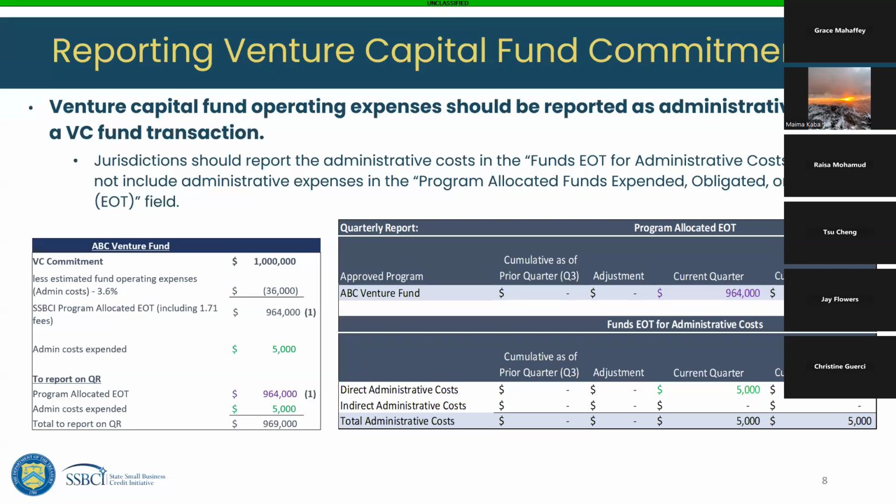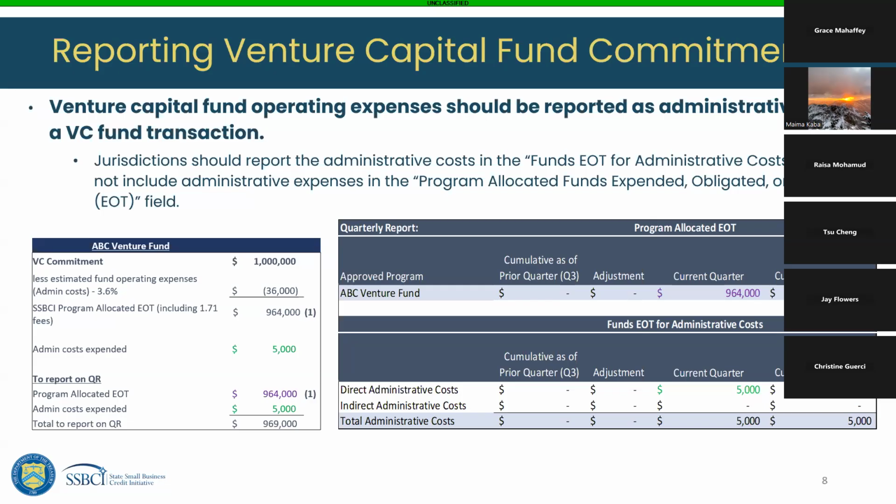On this slide, we have an example for reporting SSBCI commitment for a VC fund, which I'm going to quickly go over. This particular fund, the ABC Venture Fund, has a total commitment of $1 million. The $1 million commitment comprised $36,000 in budgeted operating expenses, plus another $964,000 for the program costs, including 171. Additional information on this fund is that it expended $5,000 of the $36,000 budgeted operating expenses related to their share of the fund formation costs.